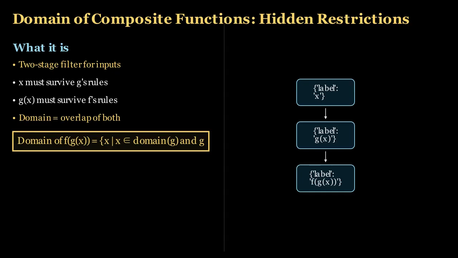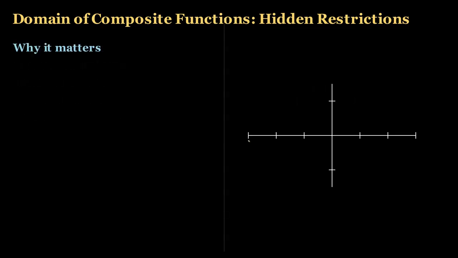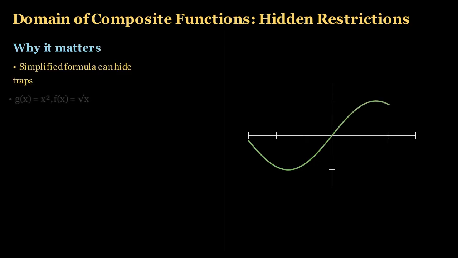Why do we need this two-stage check? Because the simplified formula can lie to you. Suppose g of x is x squared, and f of x is the square root of x. If we compose them, f of g of x becomes the square root of x squared, which simplifies to the absolute value of x. The simplified expression accepts any real number.